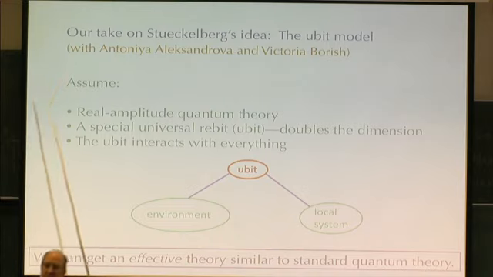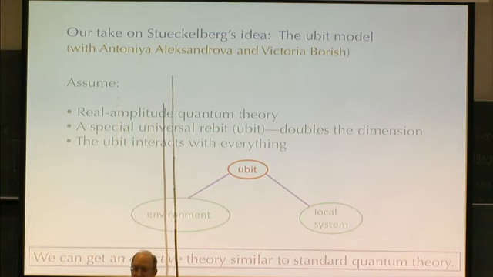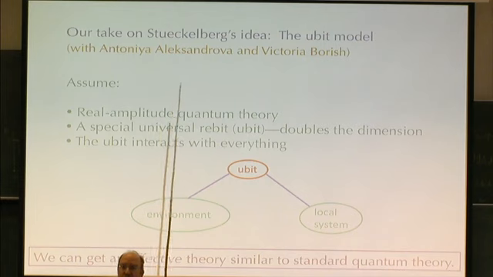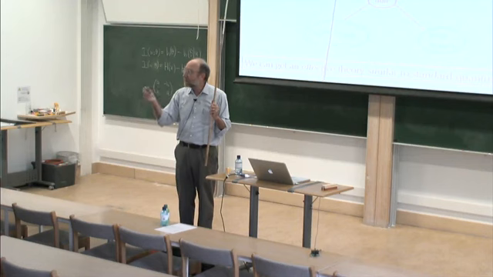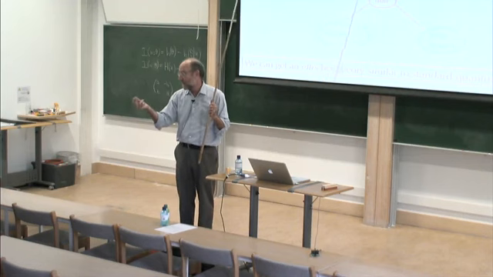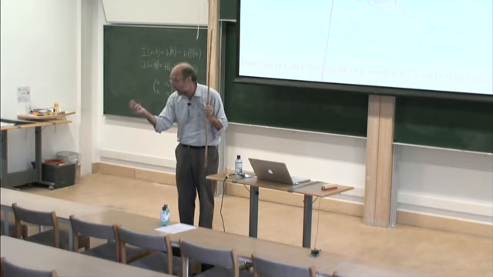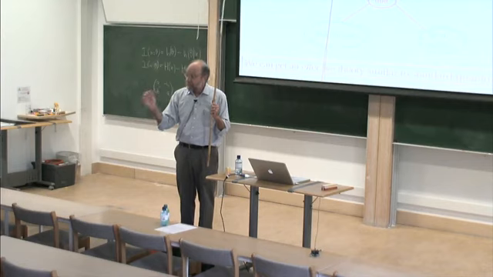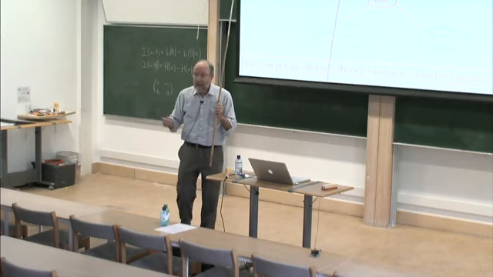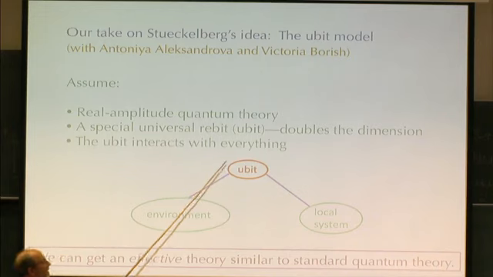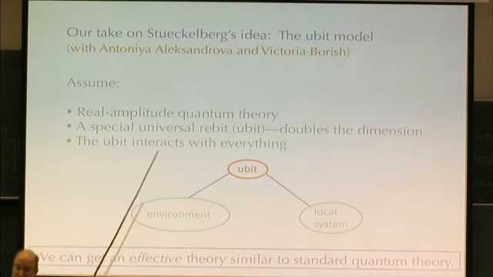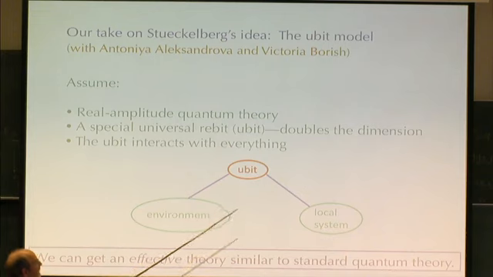Everything that you would ordinarily describe as a d-dimensional quantum system, say a qubit, with dimension 2, is now going to be described as a 2d-dimensional real object. And a qubit will be described as a rebit, a real 2-dimensional object. That's true for everything in the world. And in addition, there is one special object in the universe, which is called the U-bit. It's also a rebit. It's a 2-dimensional real quantum system.